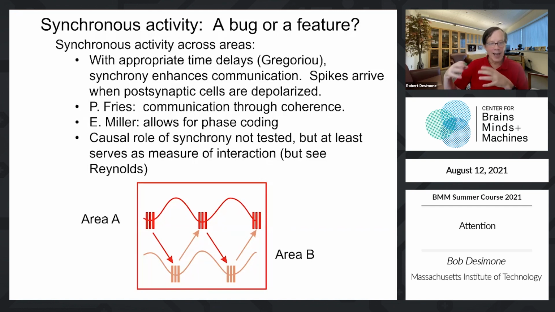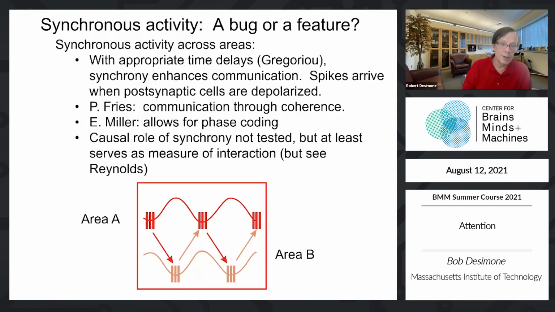If you have area A, the cells are all synchronized in their activity, and if they synchronize with the cells in area B, then the input cells are going to have a bigger impact on B. Their spikes could be arriving at a time when the cells in area B are depolarized, so they're prepared for input. That could enhance communication.